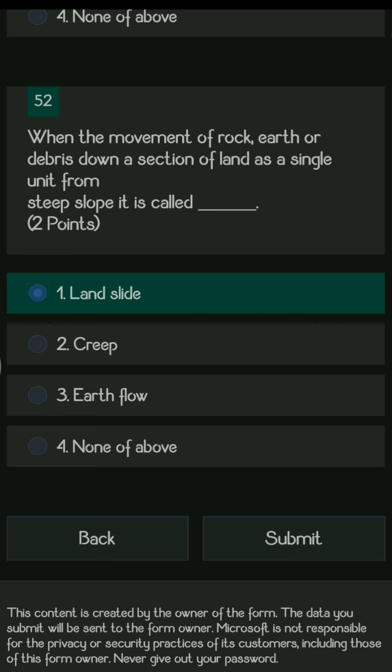So this is all about the MCQs, a total of 50 MCQs related to the first and second chapters, that is earth movement and weathering and mass wasting of standard 11th.